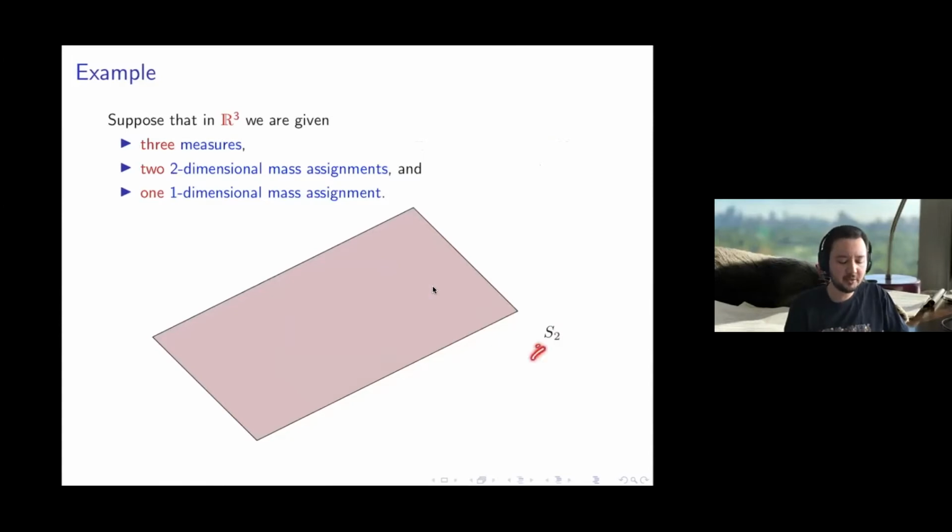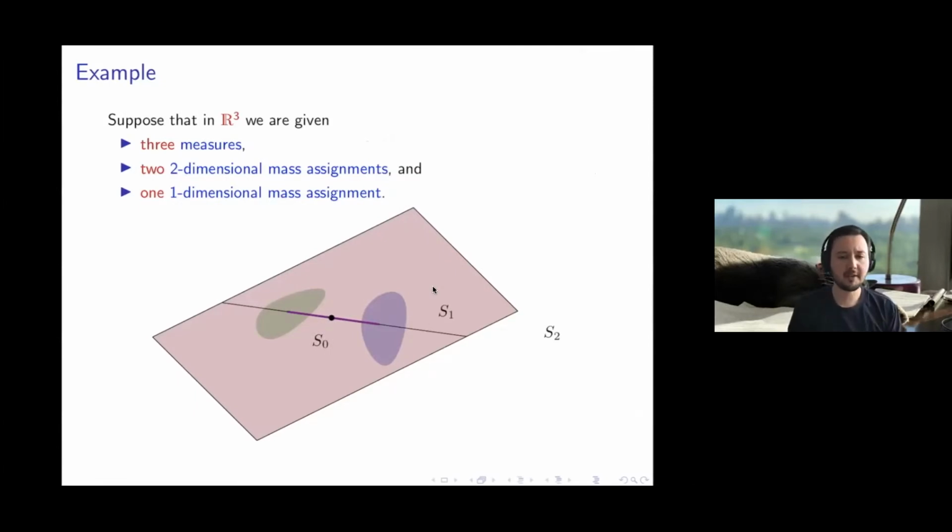Now, in S2, since I gave you 2-dimensional mass assignments, I'll have 2 measures on this S2. So I can apply the ham sandwich theorem in this plane again and get a line, which I'll call S1, that halves both measures inside S2. And now remember, I should have one one-dimensional mass assignment. So inside S1, I should have another measure. And I should be able to have a point S0 that halves this.